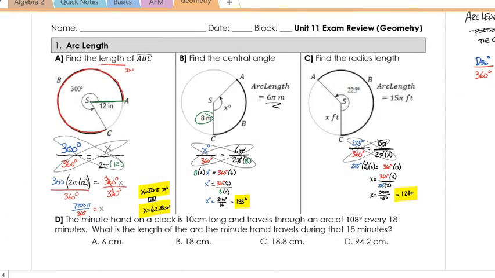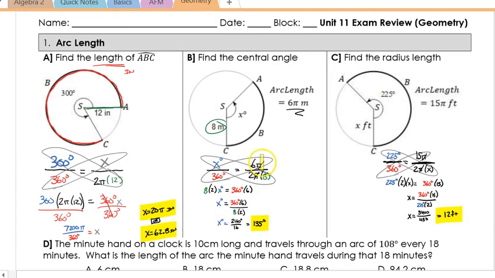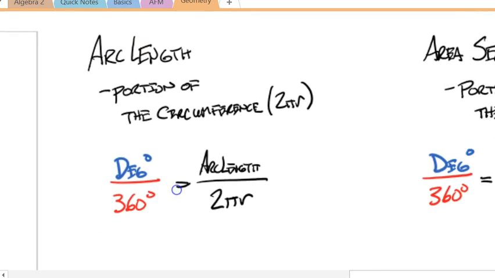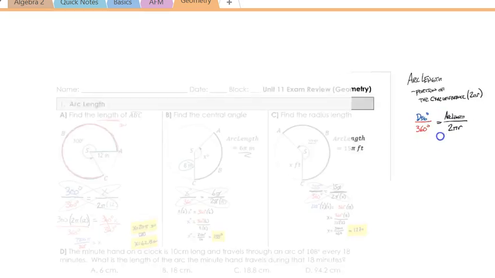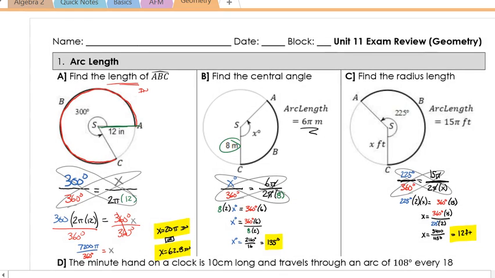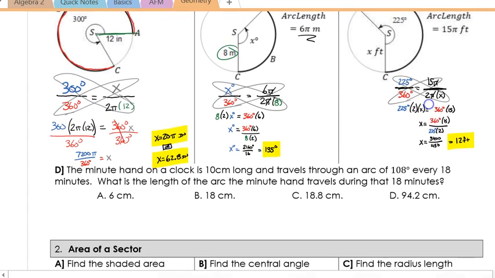Once again, taking a look at these three problems from a larger standpoint, we are starting off each of these problems setting up a ratio of degrees to a ratio of circumferences, because we are trying to find arc length. We're using the circumference formula. All of them started off using this proportion to help us solve. We substituted in the known information, and we were able to find either the arc length, central angle, or radius value. I'm going to do problem number D here as well.